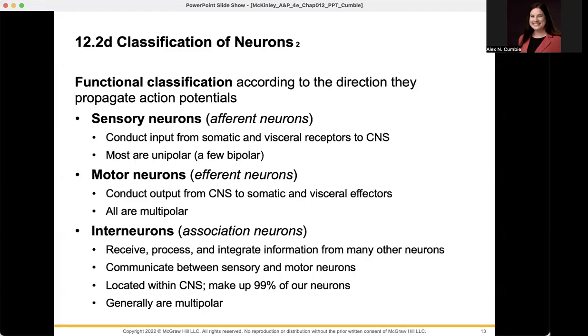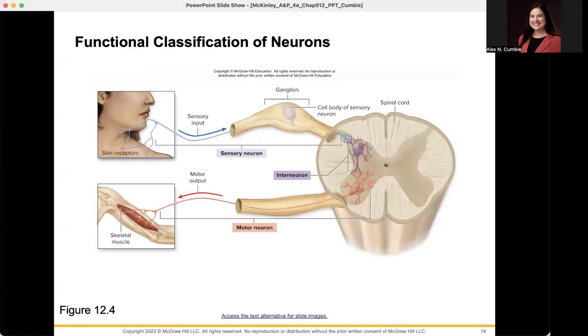There is a category of neurons that we haven't talked about yet called interneurons or association neurons. These ones typically receive, process, and integrate information from other neurons. And they help overall with just communication between sensory versus motor neurons. And these are all generally multipolar. I'm going to see if there's a picture on the next slide. Yeah, there is. Okay, so this picture will help that a little bit.